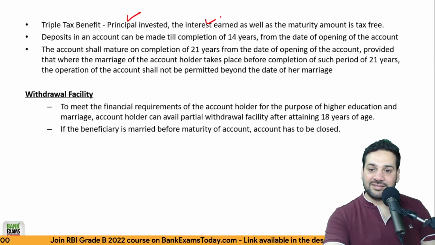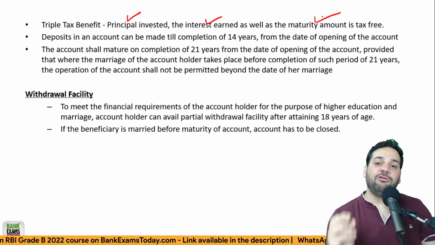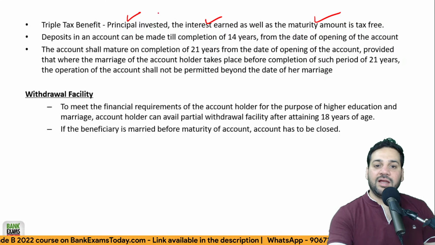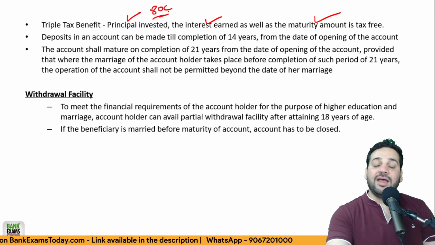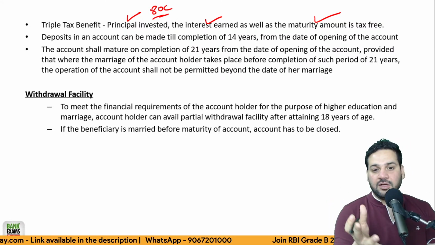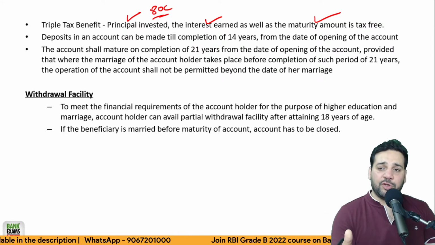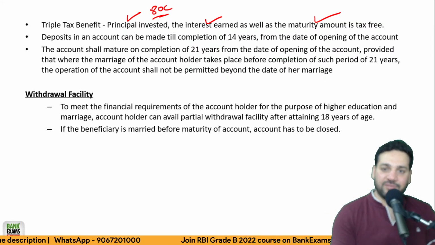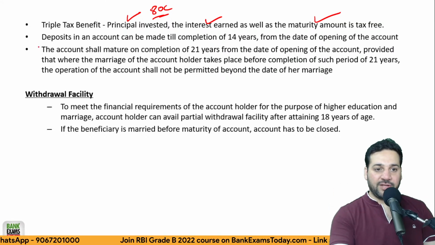The interest earned is tax free. The maturity amount is tax free as well. When you make a deposit, it is exempted under section 80C. You get 80C. And when it matures, when you get your money back, the interest and the maturity amount that you get is also tax free. You don't need to pay any tax under the income tax slabs or anything. Okay. So that is important.